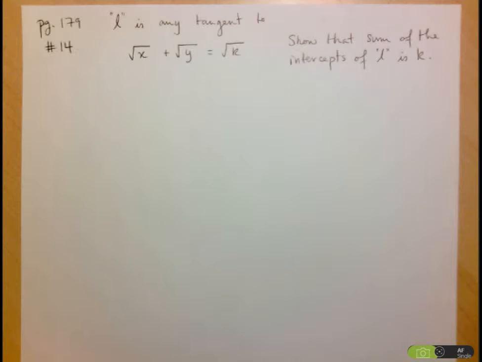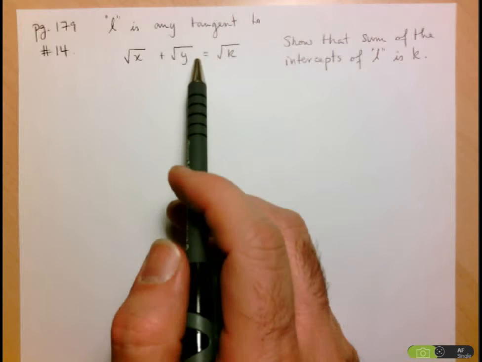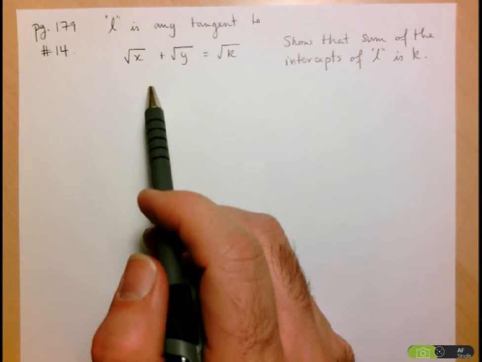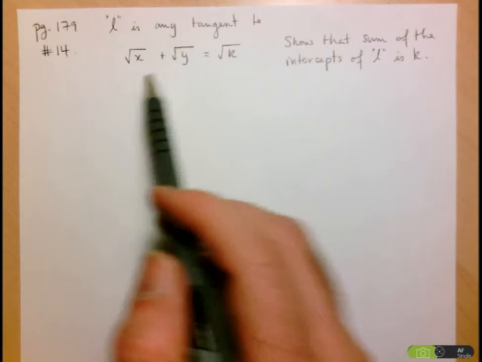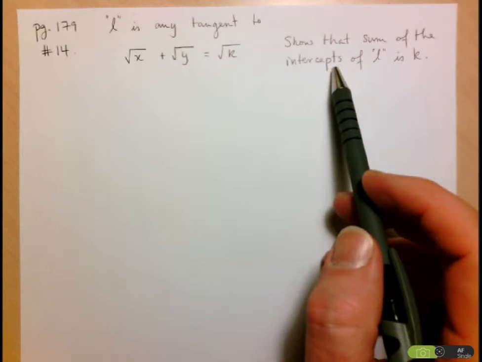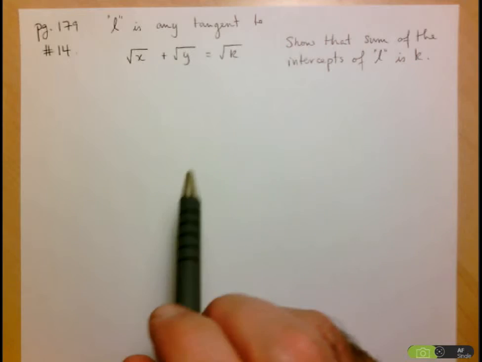Hi folks, we're taking a look at number 14 from page 179. Okay, it's a good question to test your basic algebra skills. So what we've got is this curve here, and we're considering any tangent to this curve. They want us to show that the sum of the intercepts, meaning the sum of the x and y intercepts of this tangent line, will always be equal to k.